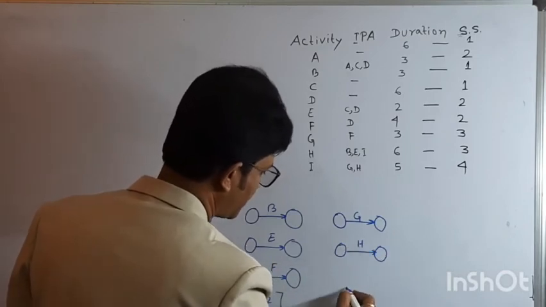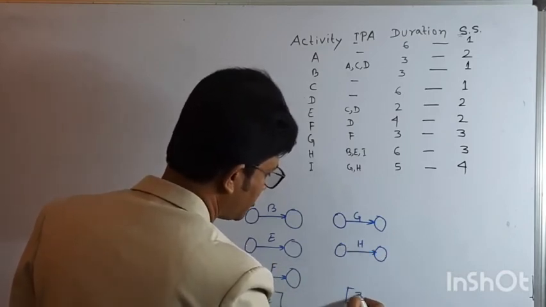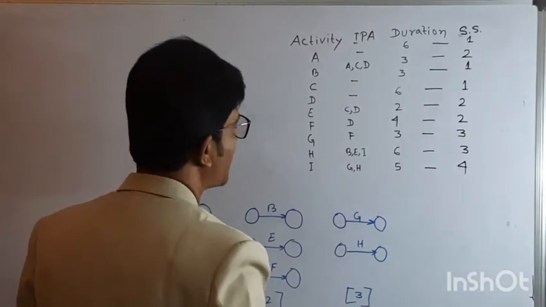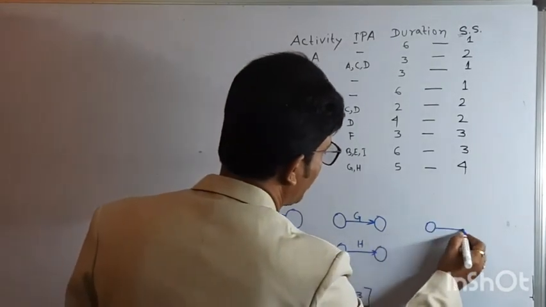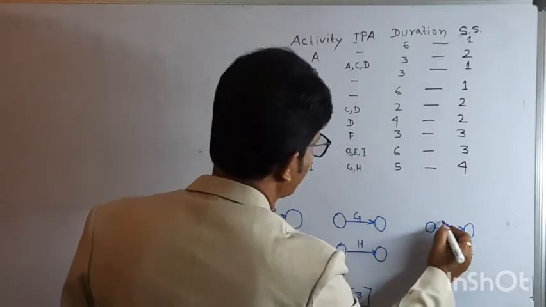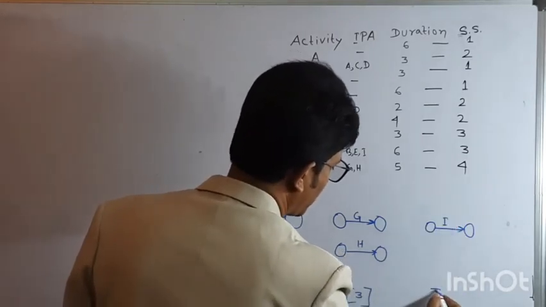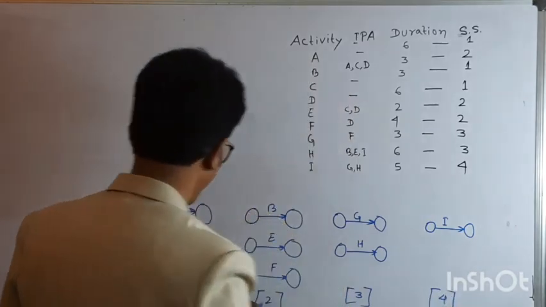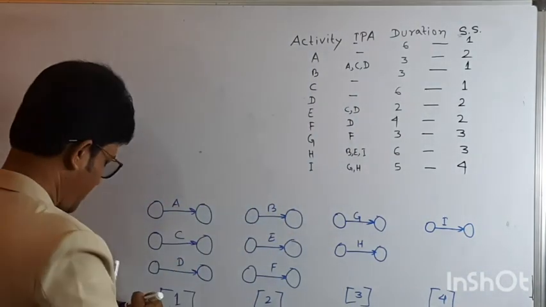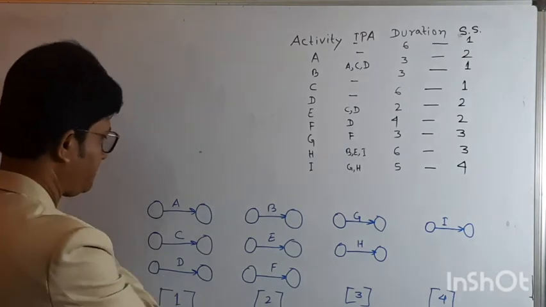This all comes in sequence step number 3. Now, for sequence step number 4, there is only one activity, that is activity I. This is sequence step number 4. Now we have to connect all these activities by means of dummy activities.